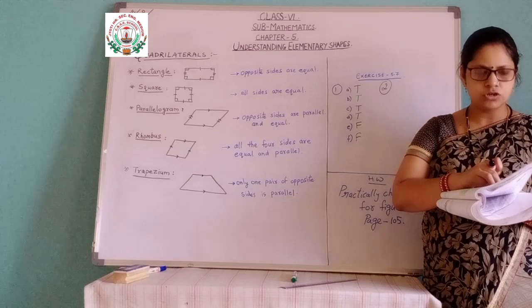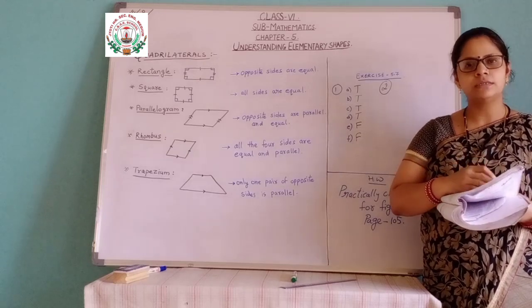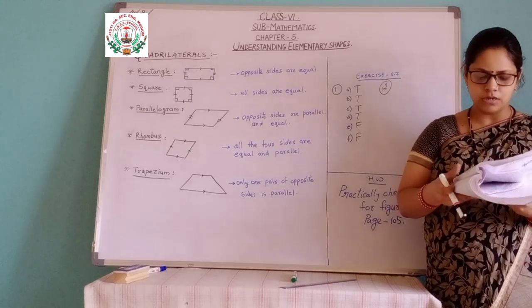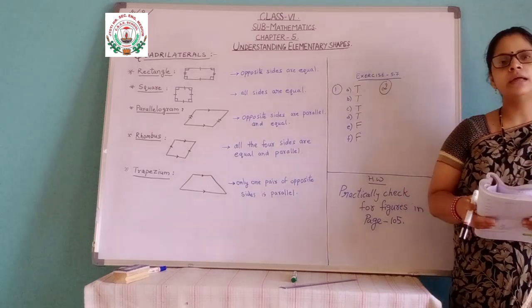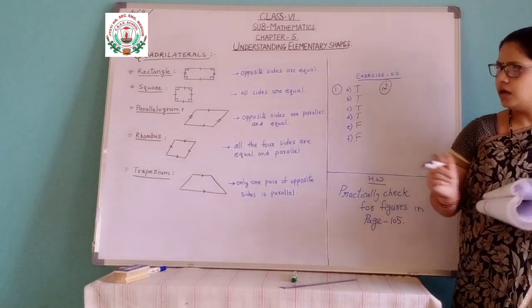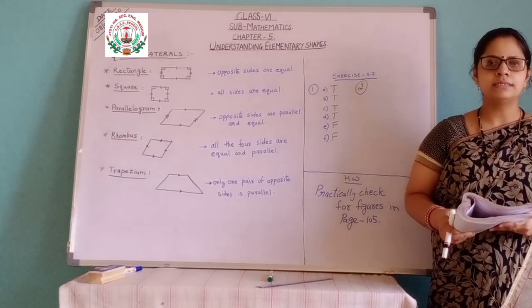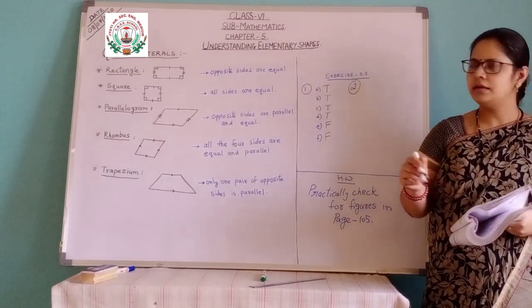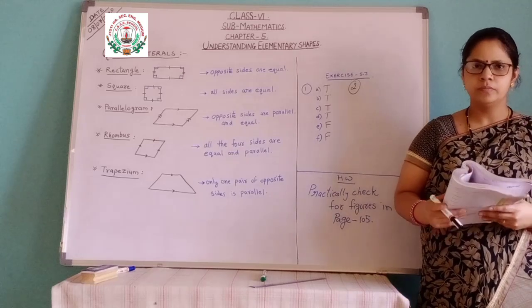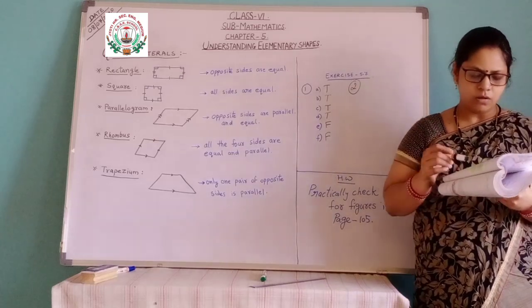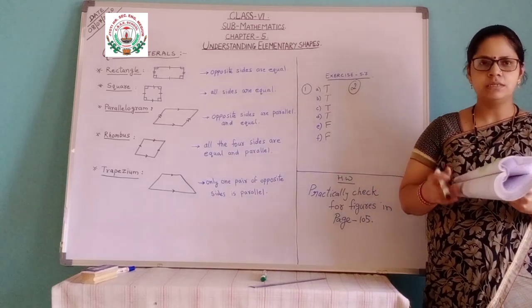Square. What is the condition of a square? All four sides are equal. And what is the condition of a rectangle? Rectangle means the opposite sides are equal. And in both, the corner angles are 90 degrees. So that 90 degree condition is fulfilled. Okay, that is correct.